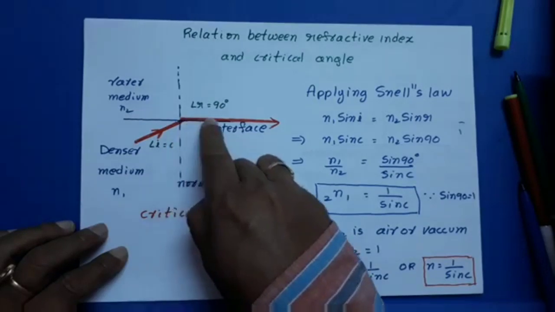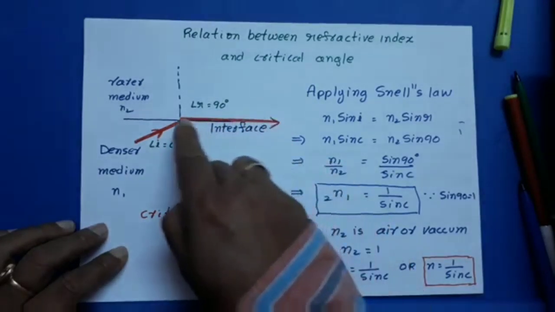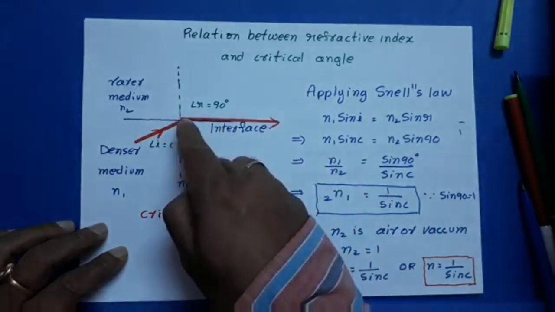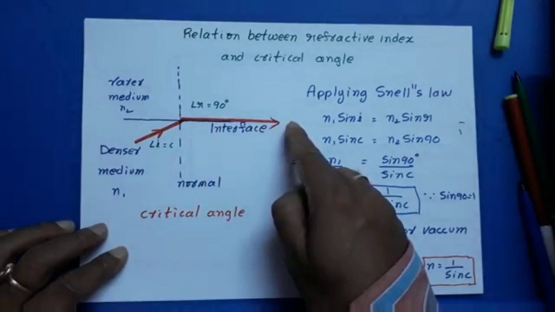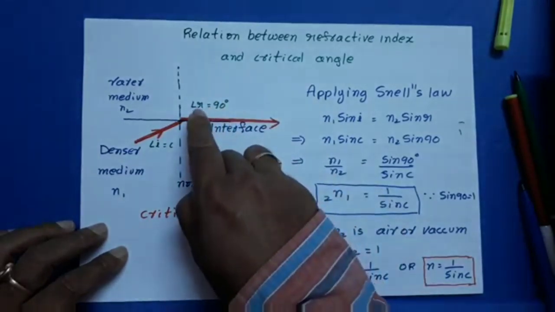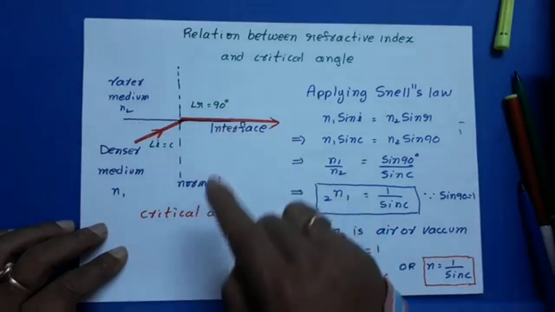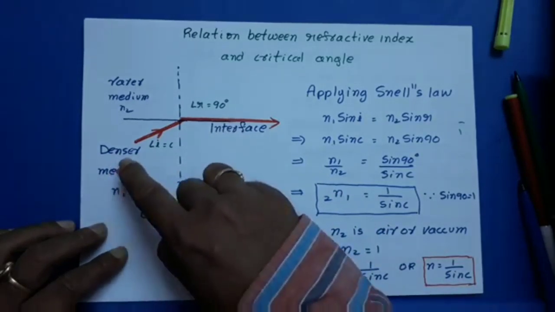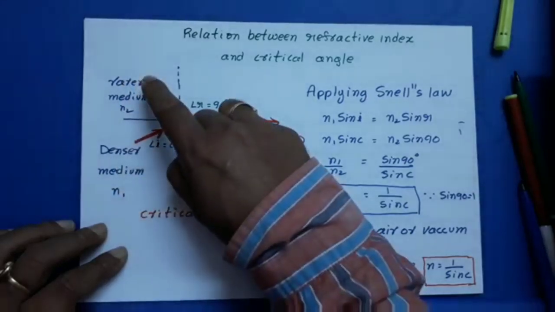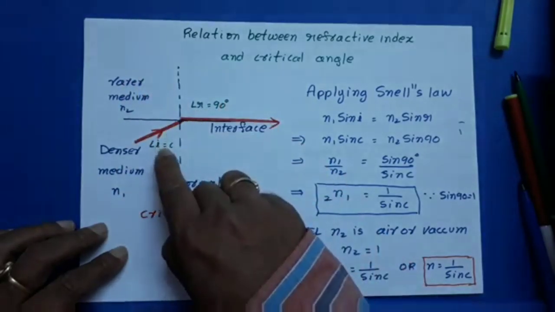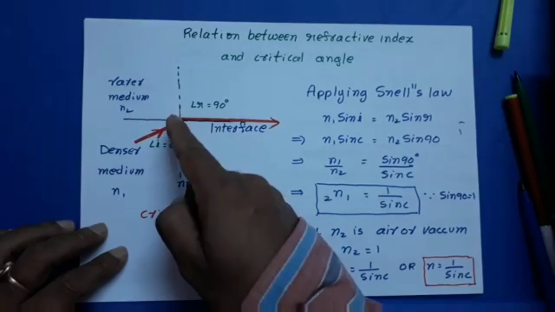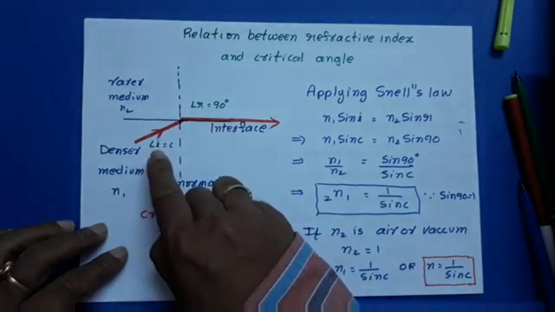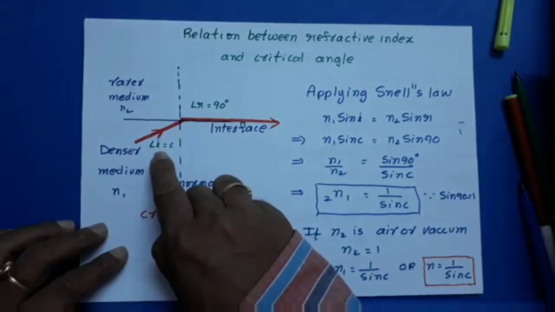Then what about the refracted ray? It grazes out the interface. That means the light ray passes along the interface. In such a case, small r is equal to 90 degrees. So how can you define critical angle? When light ray passes from denser medium into rarer medium at a particular angle of incidence, the refracted ray grazes out the interface. That angle of incidence is called critical angle.